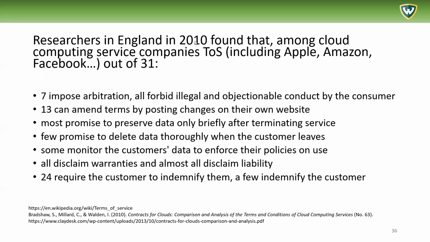Researchers in England in 2010, in a different study, found that among cloud computing service companies' terms of services, including Apple, Amazon, Facebook, and others, out of 31 total, seven impose arbitration, all forbid illegal and objectionable conduct by the consumer. Okay, that's expected. 13 can amend terms by posting changes to their own website. So kind of like a third of them can just change the terms of service at any point in time. It's kind of interesting, right?